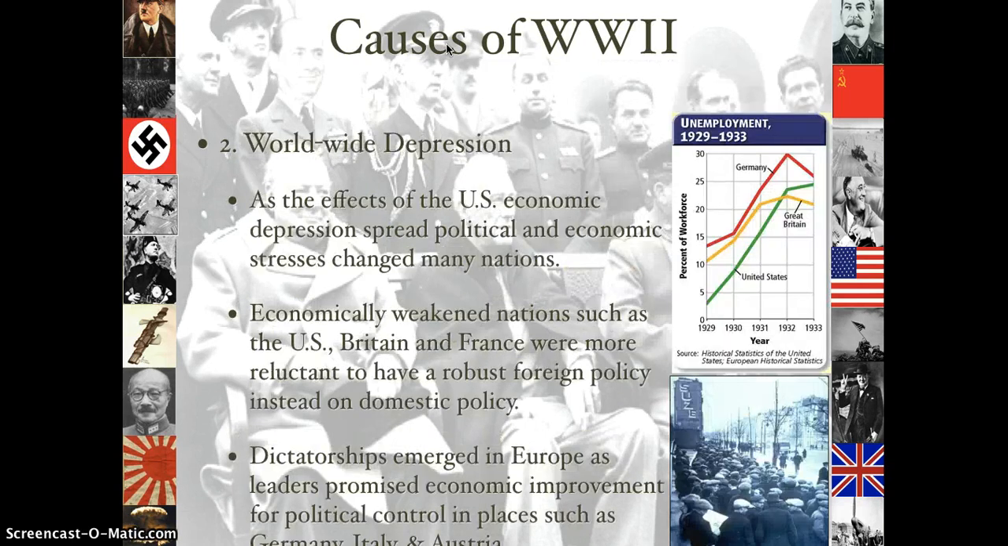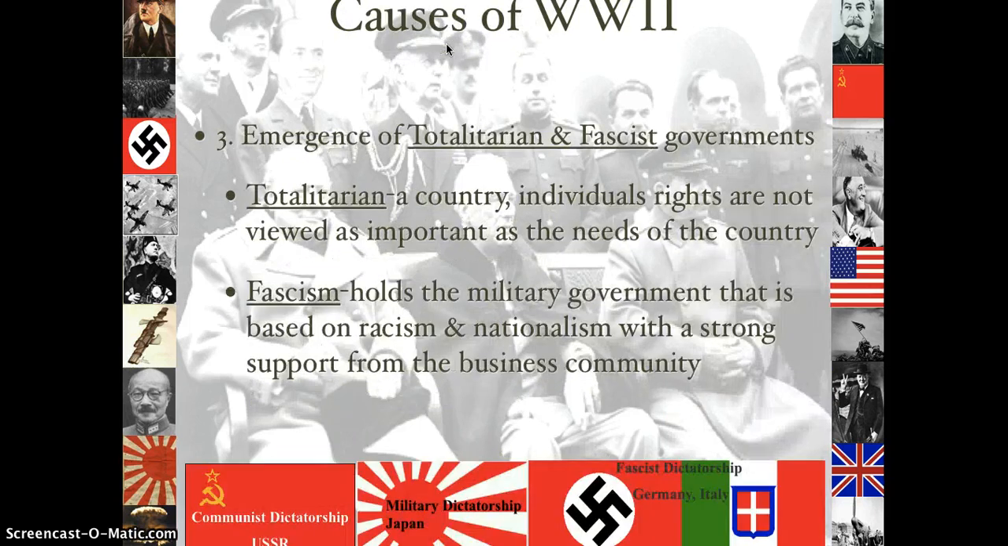The second cause of World War II is the Great Depression, or the Worldwide Depression. We can see over there on the chart that German unemployment spikes way higher than either the United States or the British, and really this puts a lot of stress on nations, in particular nations that were weak from World War I. So the British and the French were reluctant to spend money on foreign policy and on their military and wanted to focus on their nation instead, and dictators emerge as people kind of trade political control for the promise of economic prosperity in some European nations.